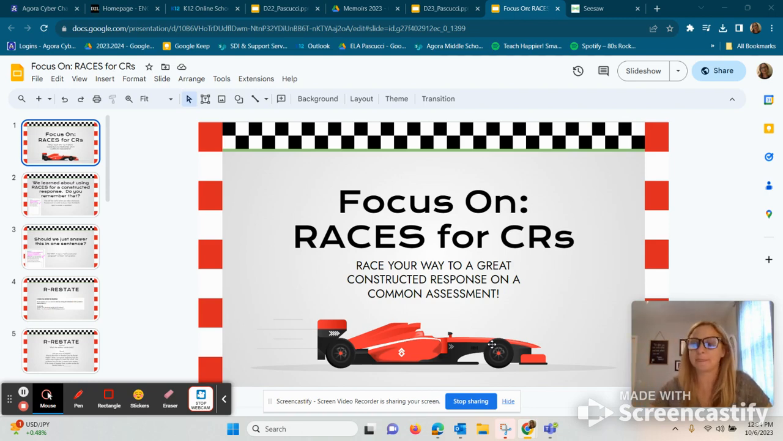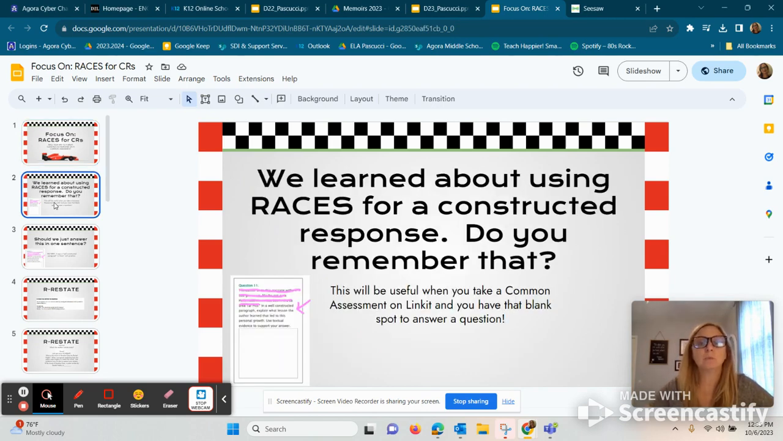and then you're going to do a redo on Seesaw. Okay? So the first thing we see here is focus on RACES for constructed responses. That's what CR stands for. That's a place where we want you to write a paragraph, pretty much, in any assessment. So we're going to RACE our way to a great constructed response on a common assessment, which we will have at the end of the week.